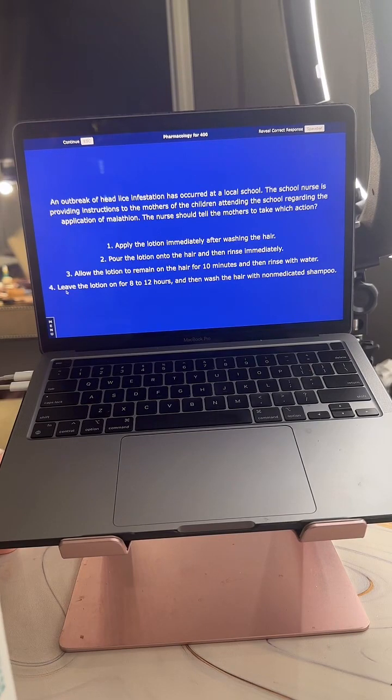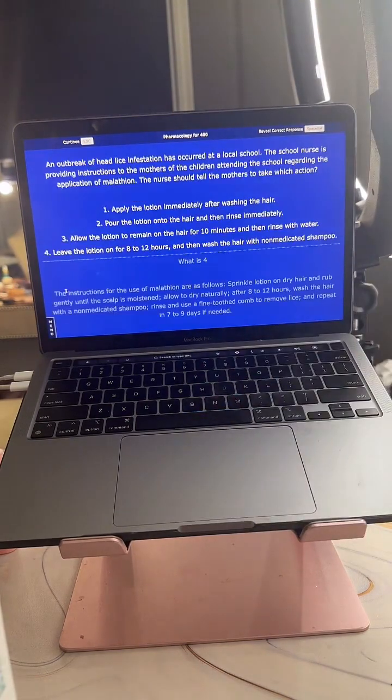In this case, we have a lot of people saying 3. So let's see if that is our answer. It's actually what is 4. It says the instructions for the use of malathion are as follows. Sprinkle lotion on dry hair and rub gently until the scalp is moistened. Allow to dry naturally. After 8 to 12 hours, wash the hair with a non-medicated shampoo. Rinse and use a fine-tooth comb to remove lice, and repeat in 7 to 9 days if needed. So the answer is what is 4.